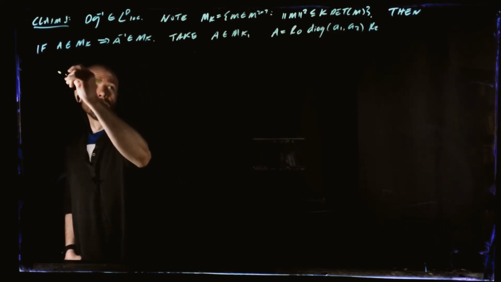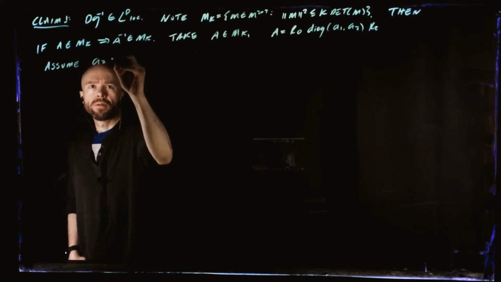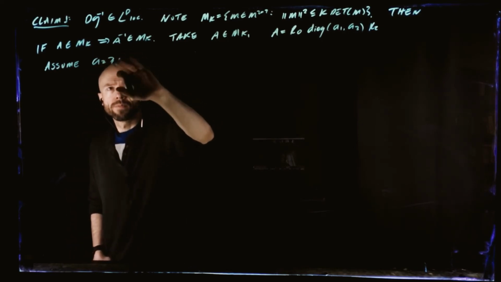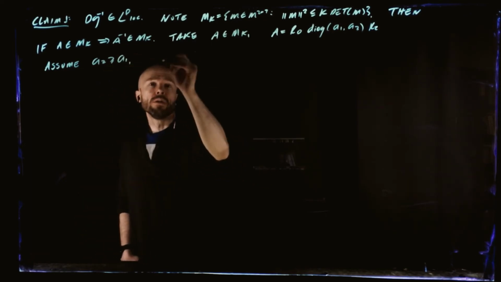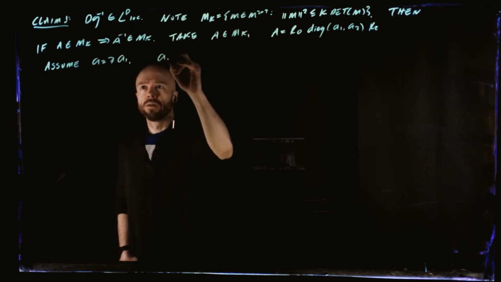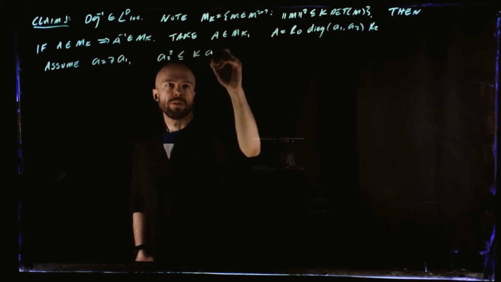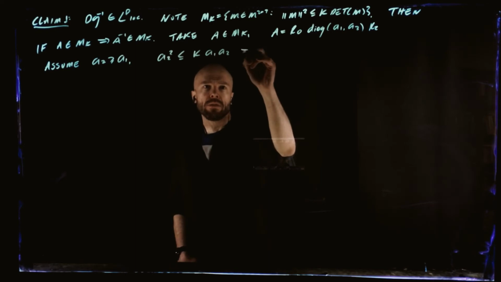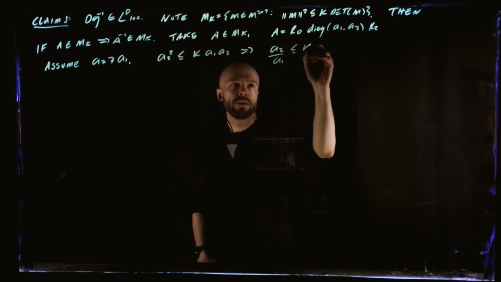So assume without loss of generality that a2 is bigger than or equal to a1. Then what do we know? We know that the operator norm is just going to be a2 squared, which is bounded above by K times a1 a2, and therefore that gives us this ratio that a2 over a1 is less than K, right?